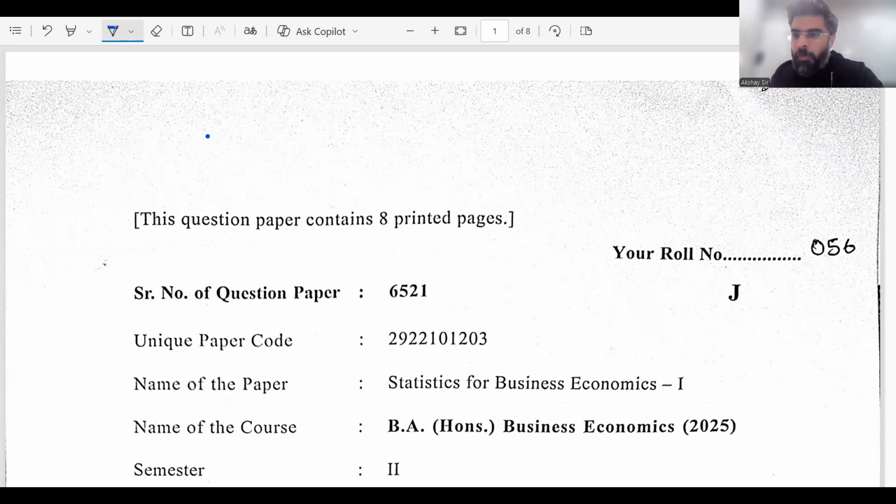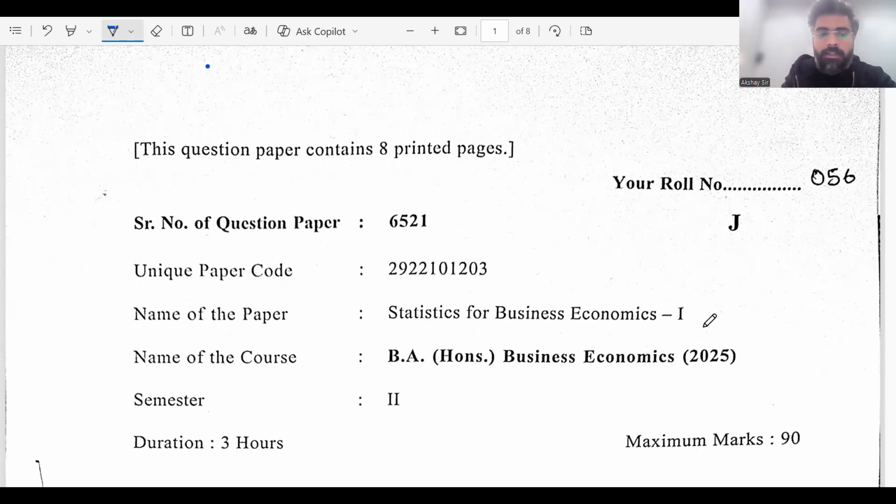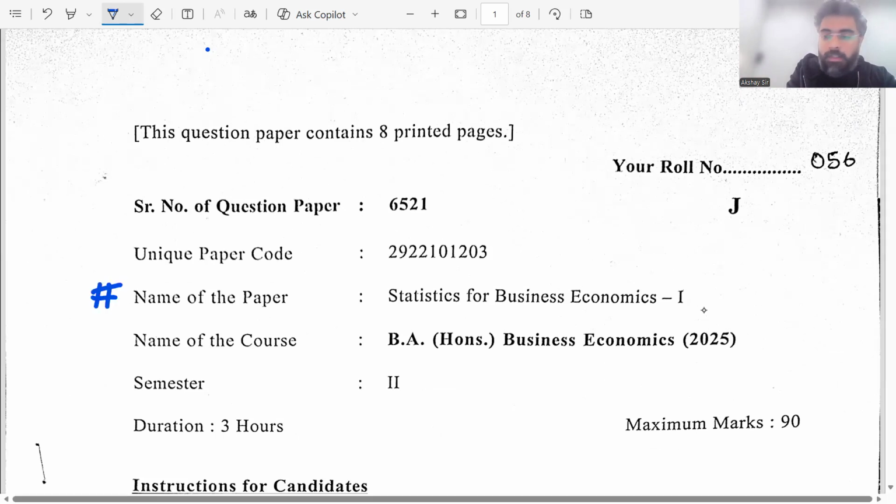Okay, I hope I'm audible to all my students who are attending this online lecture for the Statistics for Business Economics Part 1 course currently offered in semester 2 of BA Honors Business Economics at Delhi University. Students can see the 2025 question paper on your screens. It's a 2025 question paper for 90 marks offered in semester 2.